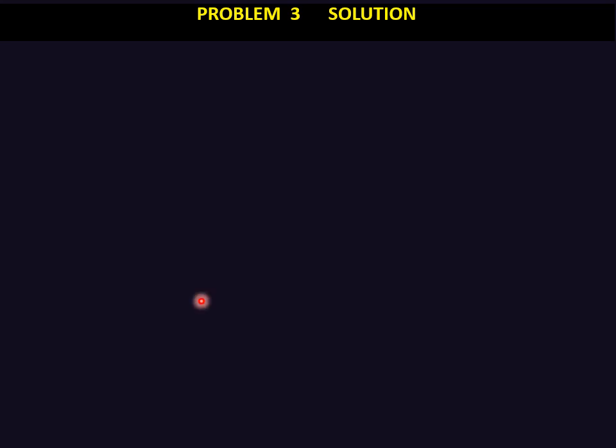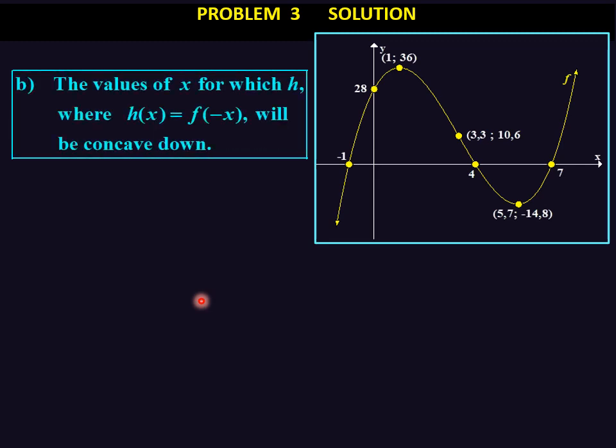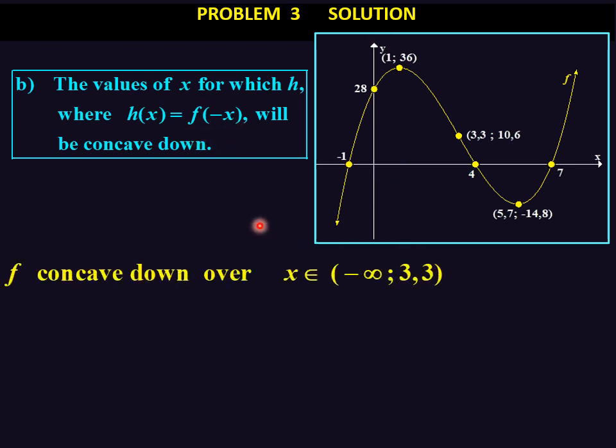Let's look at the second question in this problem. There's the graph. Let's look at the question. The values of x for which h will be concave down, where h is defined this way. What does f(-x) mean? That's correct. It means the f curve must be reflected in the y-axis. Okay, concave down. The original one is concave down.